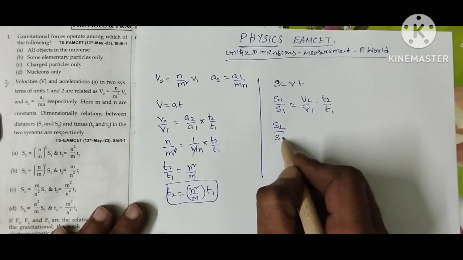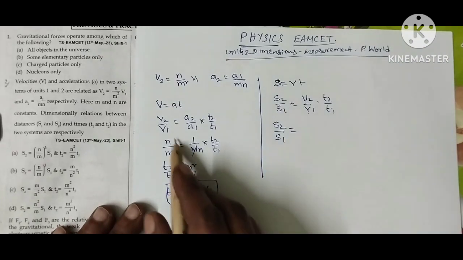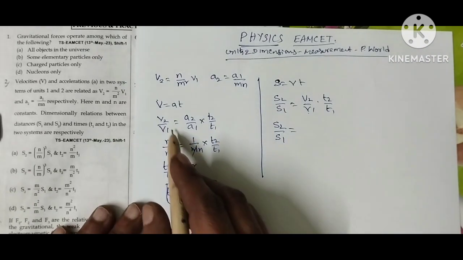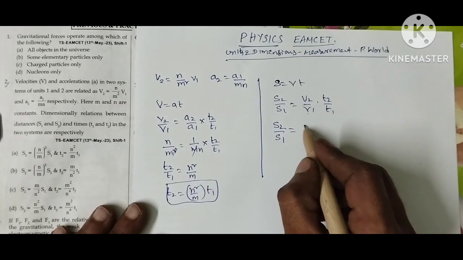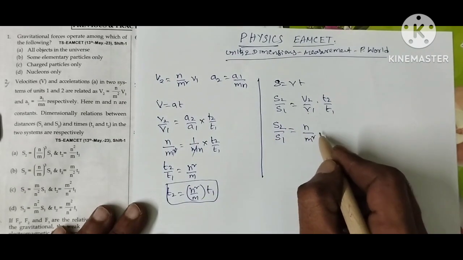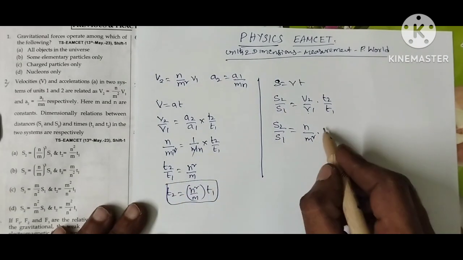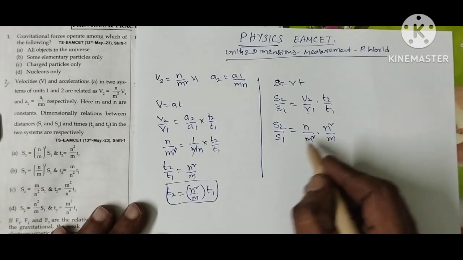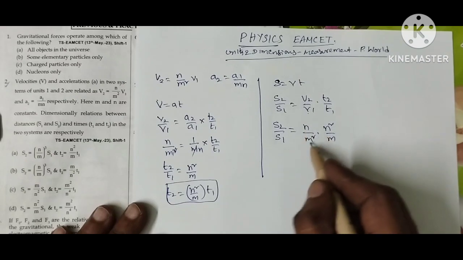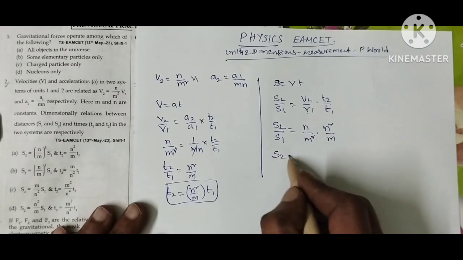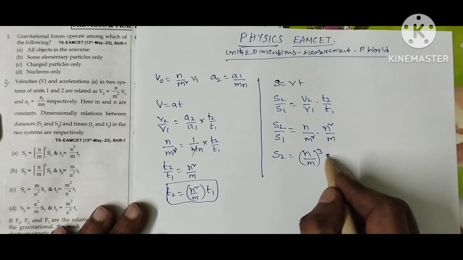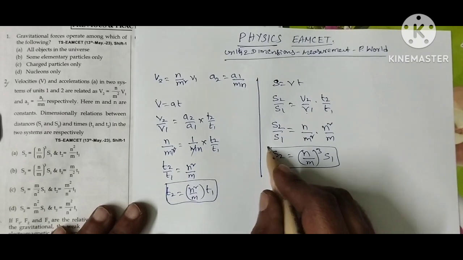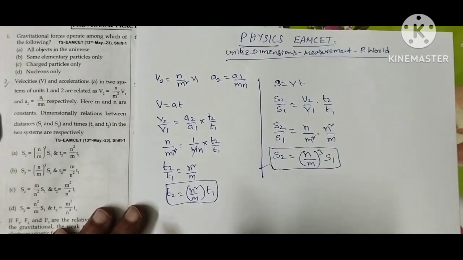V2 by V1 is, as usual, n by m squared, and T2 by T1 is n squared by m. So n squared times n gives n cubed, and m squared times m gives m cubed. So you will get S2 is equal to n by m whole cube into S1. These two are the relations, so the answer A is the answer.